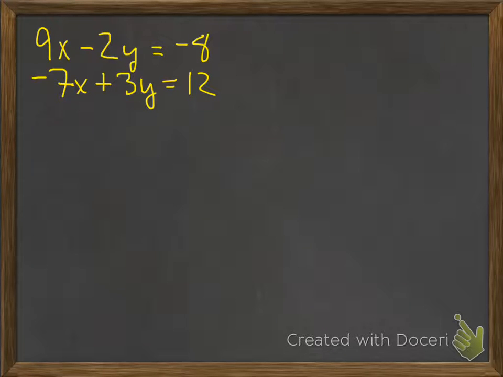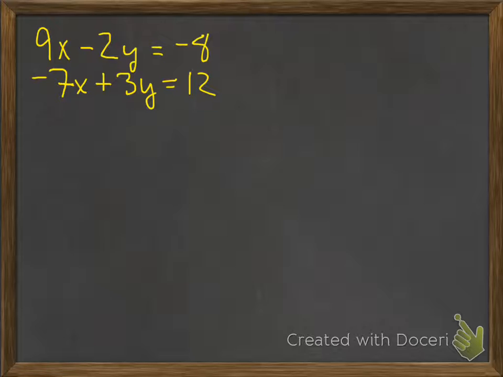Okay, here I have 9x minus 2y equals negative 8, negative 7x plus 3y equals 12. Now notice here, I see that the x's and the y's have opposite signs, but they're not the same numbers. So in this case, you can choose which one you want to get rid of. But you can't just get rid of them. You have to make sure they're the same number. So how can I do that?